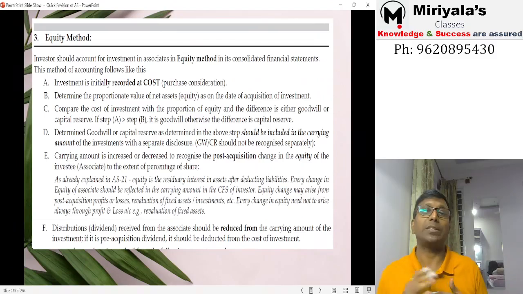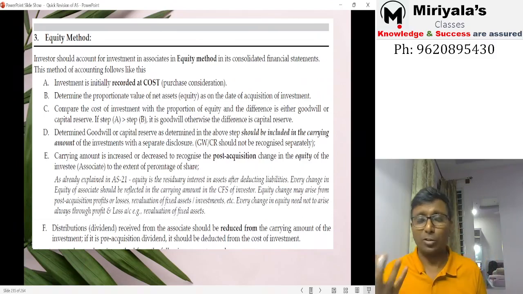Let's come to this topic of equity method. Initially, you should measure your investment at cost. And not only measuring at cost, my dear, you have to determine what is the goodwill or capital reserve on the date of acquisition. How do you determine?